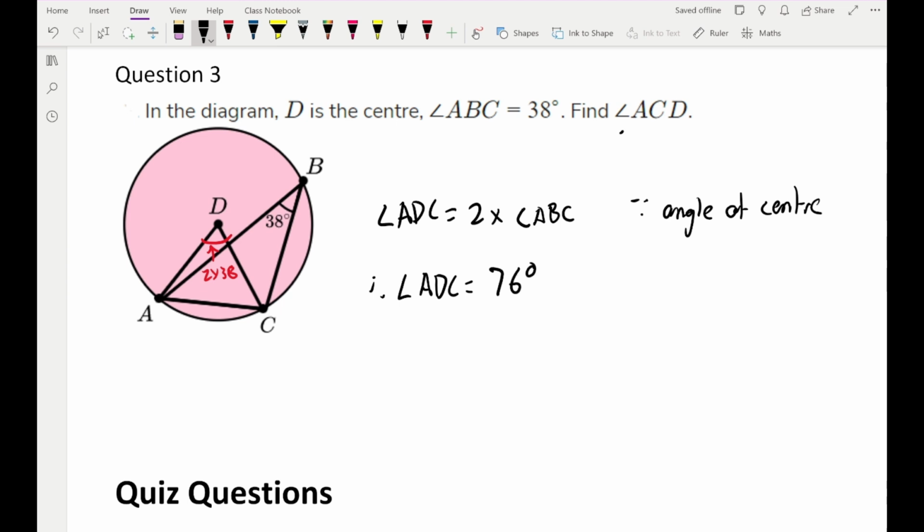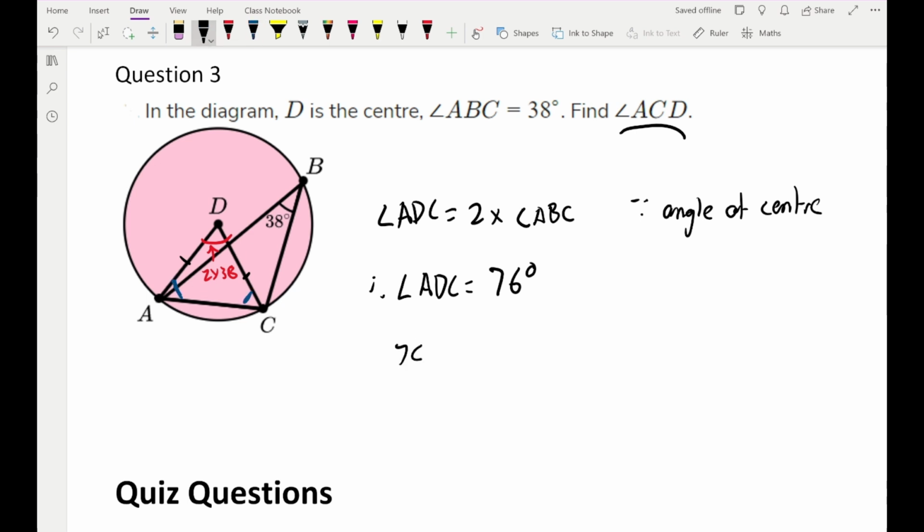Now, it turns out we haven't actually answered the question because they're asking for angle ACD. So this is the first step in what we wanted to do. Now we have a second step. Again, you're going to be tempted to use subtended by same arc, but this question has nothing to do with it. Key point here is this triangle is isosceles. What do we know about isosceles triangles? Well, the angle in here and the angle in here are the same.